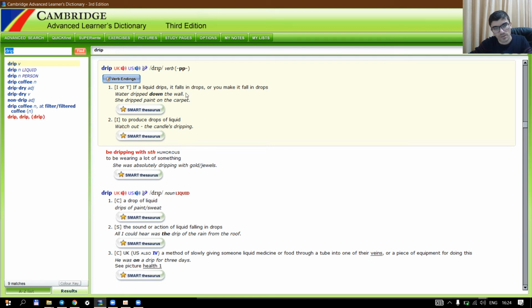Значит, bu oqish ma'nosida kelyapti. Tomchilab, sizish desak ham bo'ladi o'zbek tilida. Water dripped down the wall. Demak, suv devordan sizib tushdi. Yoki she dripped the paint on the carpet. U gilamga, demak, bo'yoqni o'sha tomchilab tushib ketdi. Qo'lida muncha deylik cho'tkada demak tozalayotgan bo'lsa yoki bo'yayotgan bo'lsa tushib ketgan karpetga.